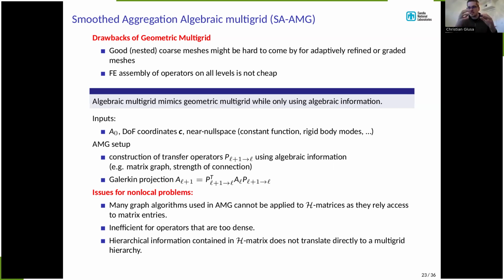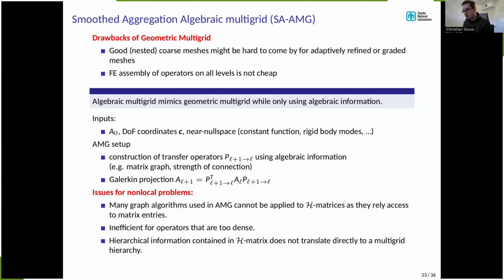And then in the next step, once we have constructed this mesh transfer, we will form the matrix on our coarser grid simply via this triple product with our stiffness matrix. And so we can then recursively go through and construct coarser and coarser meshes.